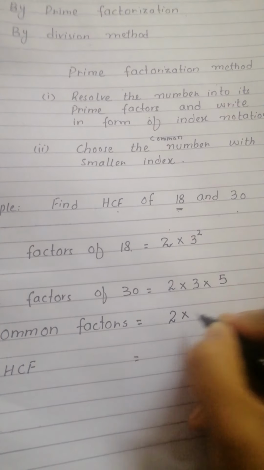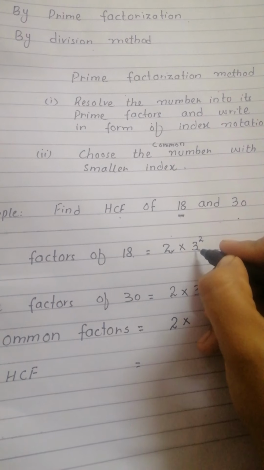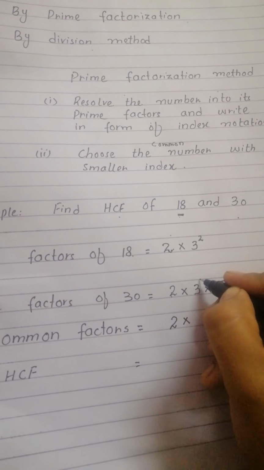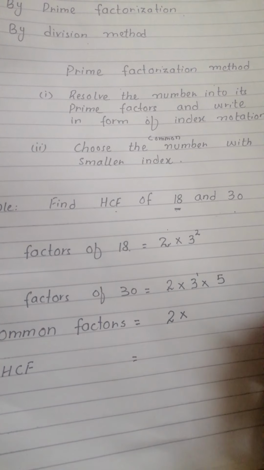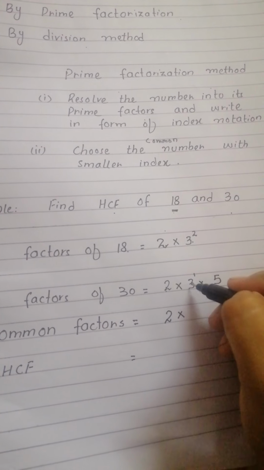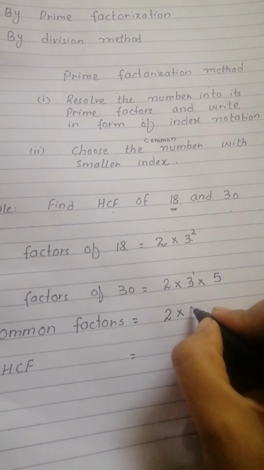And then 3 power 2 and 3 power 1. Which number has the smaller index, 3 power 2 or 3 power 1? 3 power 1. 3 power 1 is simply 3, you can write it as 3. 3 power 1 means 3 only.